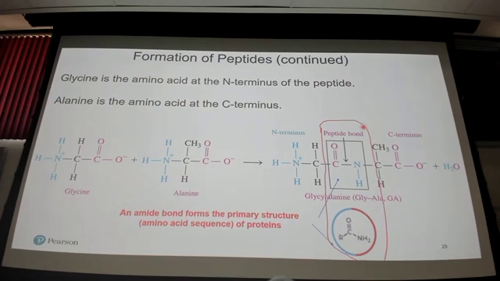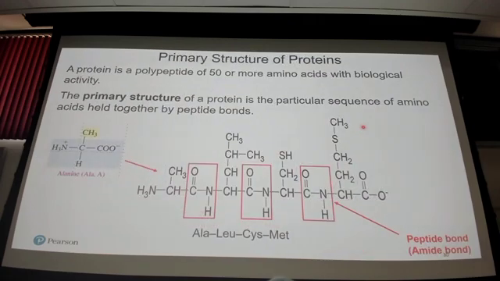Here we see an example of two amino acids, and if there were three amino acids, it's the same thing. Four amino acids, the same thing. The carboxylate group of the first or prior amino acid will interact with the ammonium group of the subsequent amino acid. So this one has three amide bonds, or three peptide bonds. Does that make sense?